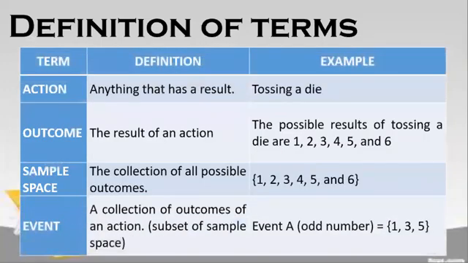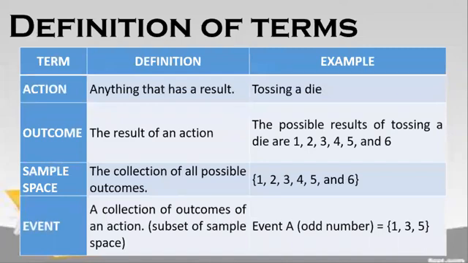Ayan. So let's first start with the term action. So by definition, action is anything that has a result. So for example, we have a tossing a die. So usually an action or example of an action is playing a game wherein you have possible results. You are either winning, losing, or you will be having a draw. So again, action is anything that has a result. Example, we have tossing a die. Next term is the outcome.